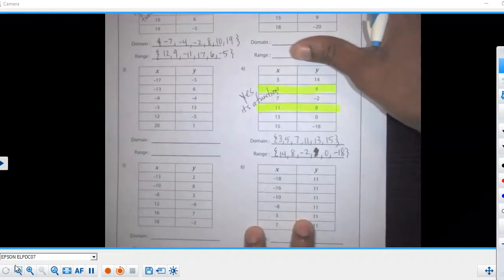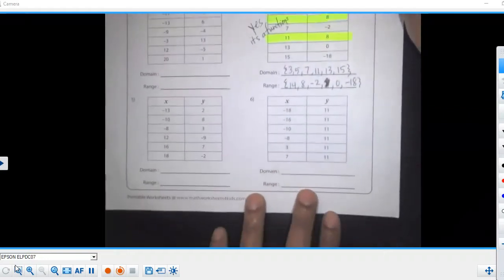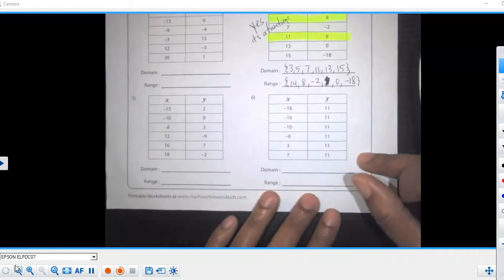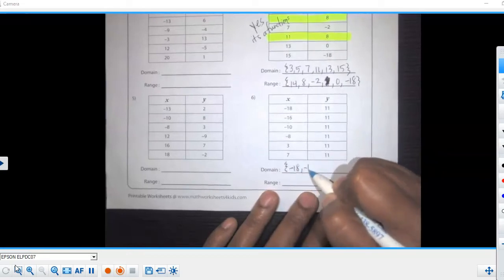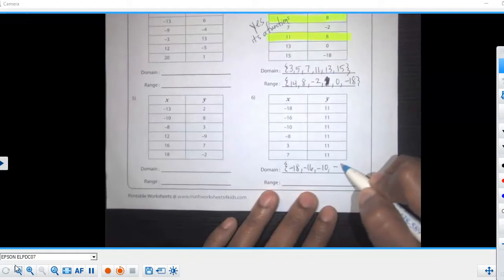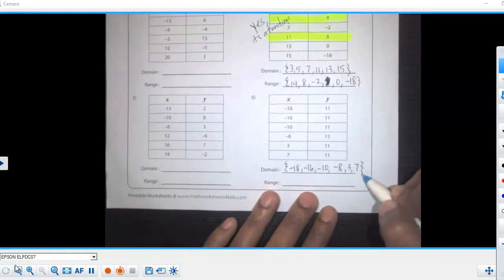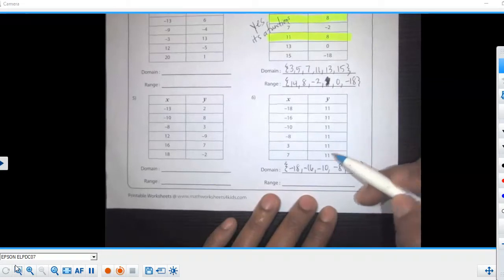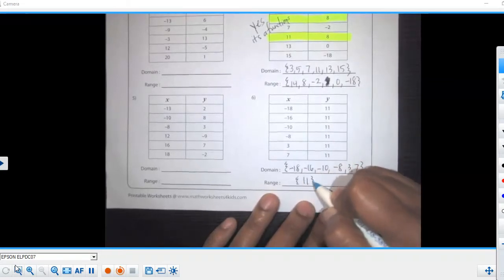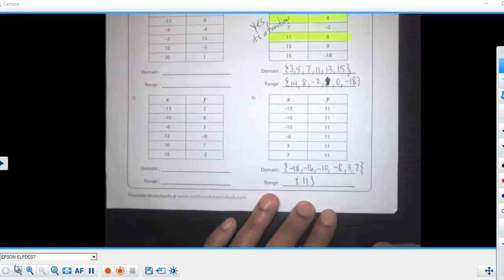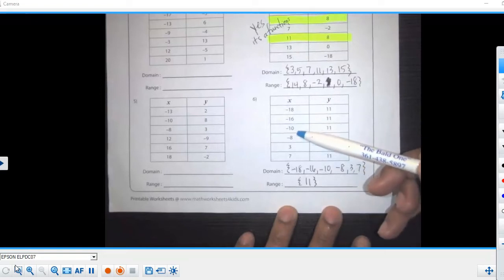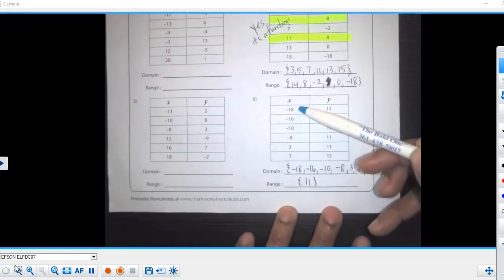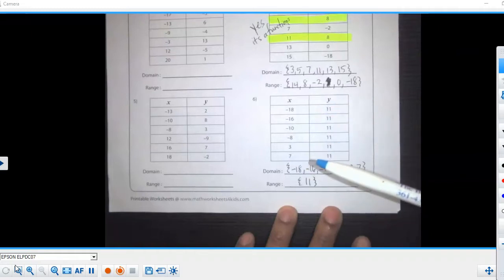All right, let's do one more. Let's look at this one. Pay attention to how I do this one too. So again, I'm going to write down my curly bracket for the domain. I have -18, -16, -10, -8, 3, and 7. But notice all of the range values are 11. So look, curly bracket, just put one 11 in there. Do not write 11, 11, 11. You don't have to do that. You see, it's redundant. So the question becomes, is this a function, yes or no? Well, I'm noticing that I have, again, different X's. All are different numbers. Pay very close attention. Same output. Yes, this is a function.